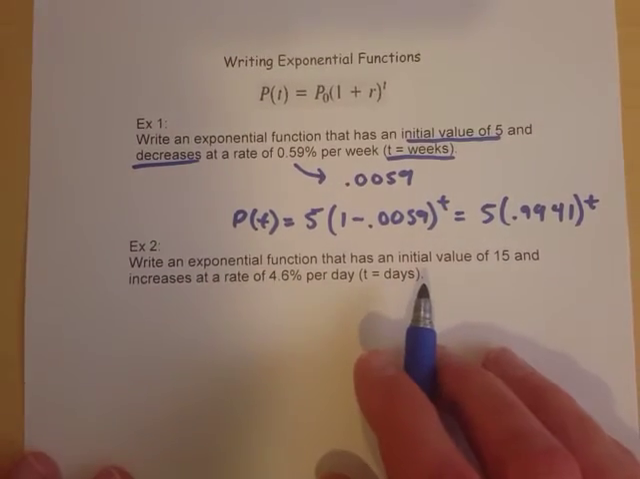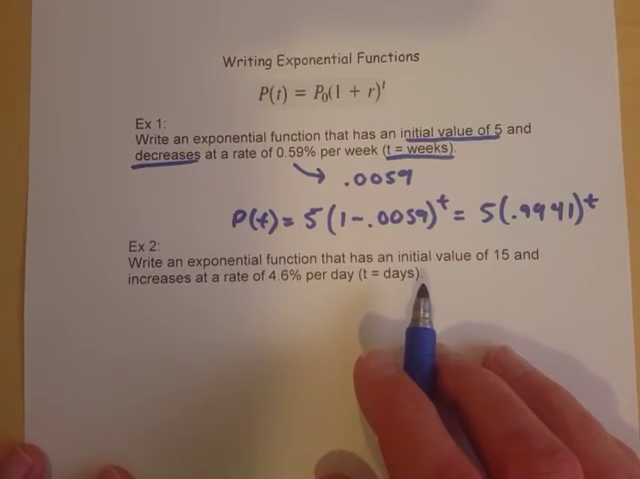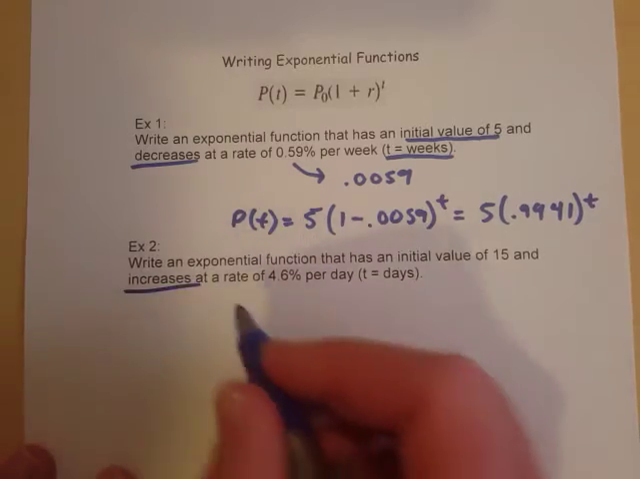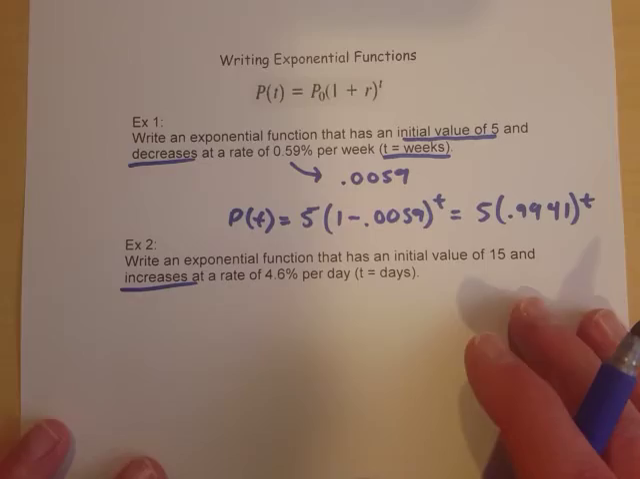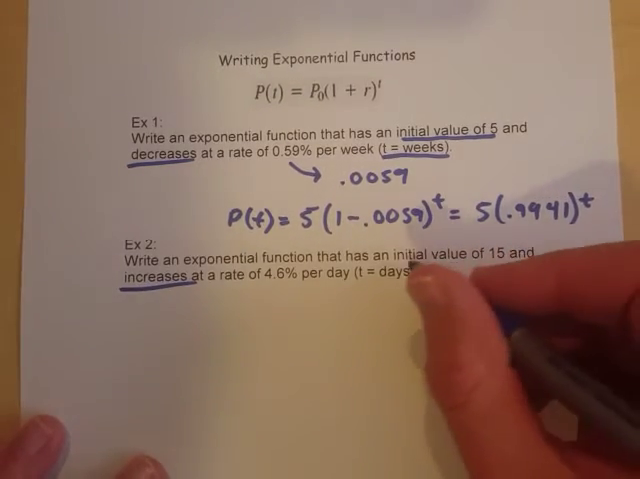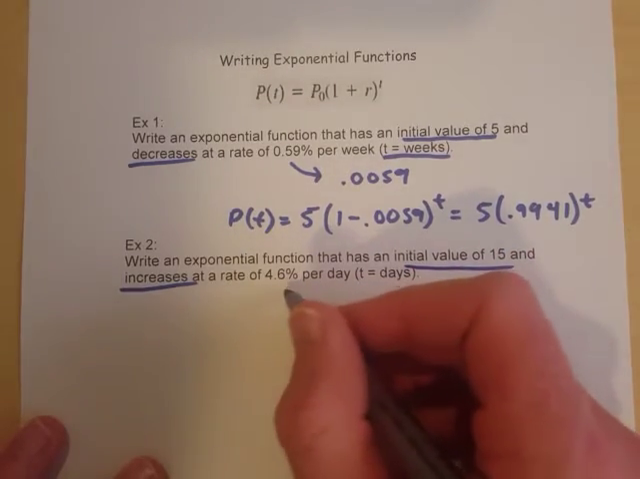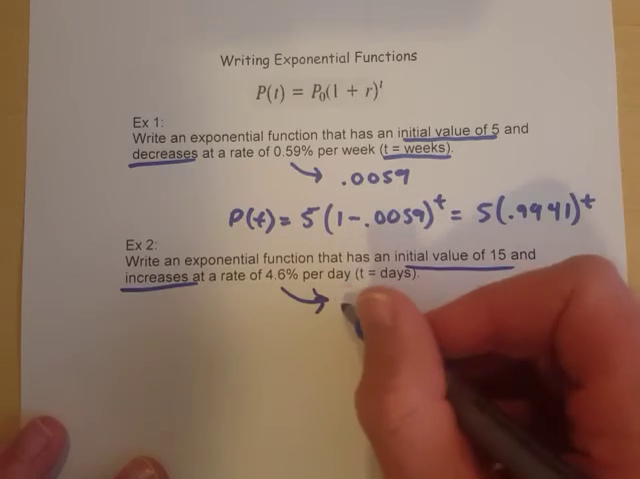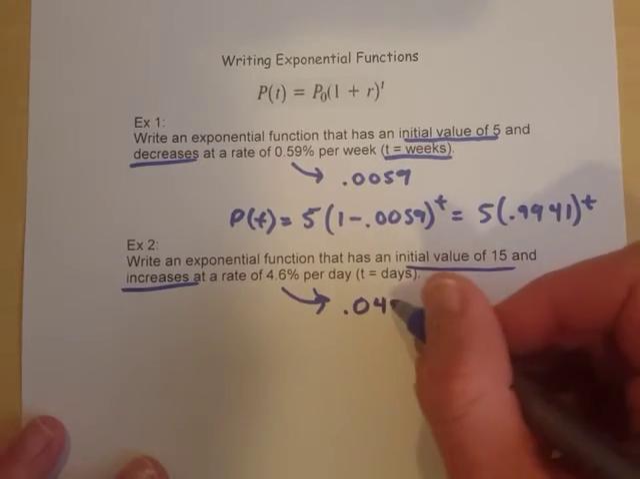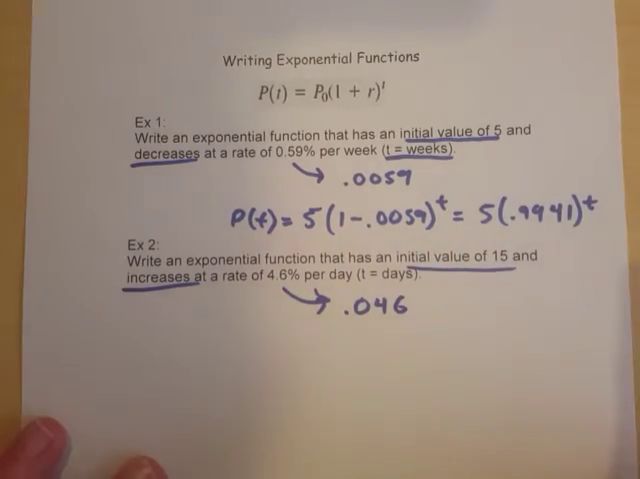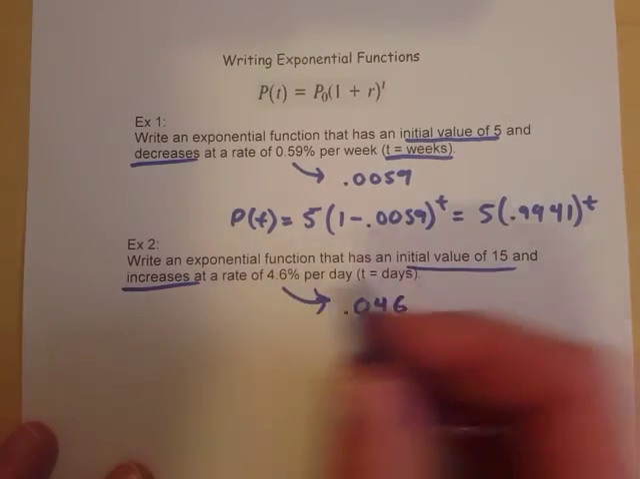Now let's do one that's just the opposite. And that is increases. So the first one was decreasing, the second one is increasing. So in this one, just like before, we got initial value, we've got a percentage, which again we're going to convert to decimal number, move it over 2 spots, and then we're going to plug it into our function.